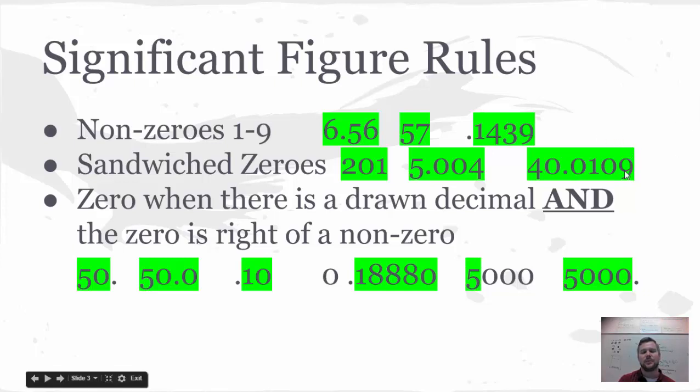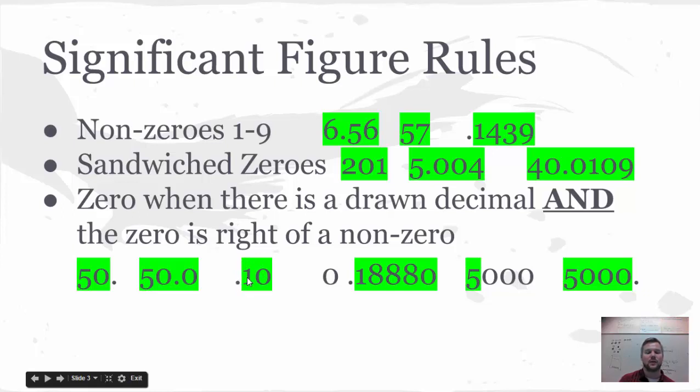Finally, this is the most complicated rule, but it's really not that complicated if you pay special attention to this word and. Zeros that are to the right hand side, so it has to be on the right. So here's a 0 on the right of a 5, and I see a drawn decimal point. So I see that decimal, that means that this 0 is going to count. So that's 50 with a decimal point. There's 2 sig figs there. This 50 with a decimal point and a 0 to the right, that's going to be 3. 0 and 0 are both on the right hand side of the 5, and I see a drawn decimal point. In this number, I see 2 sig figs, a decimal point.